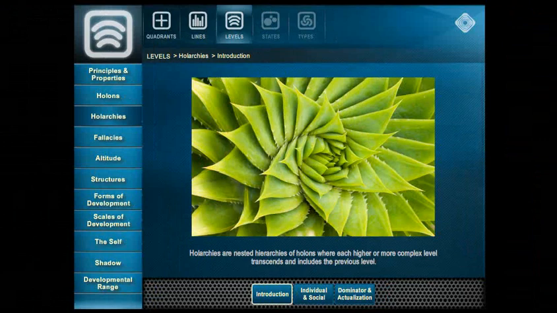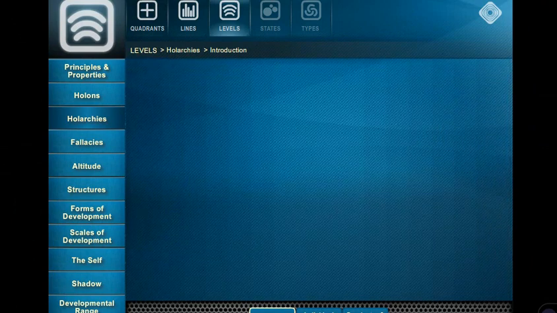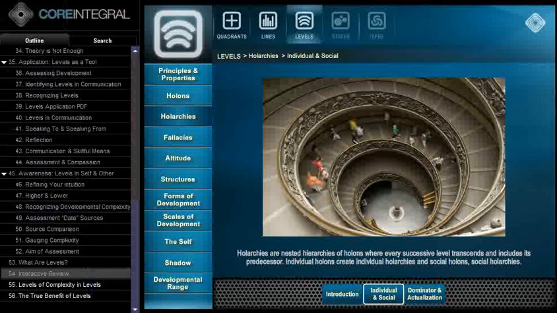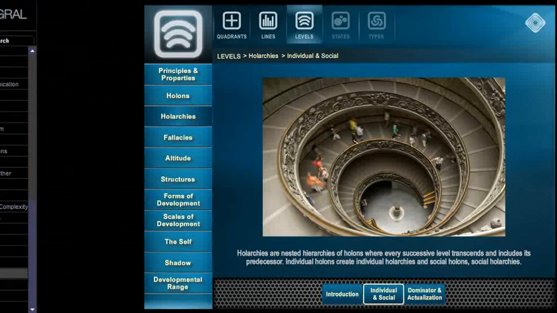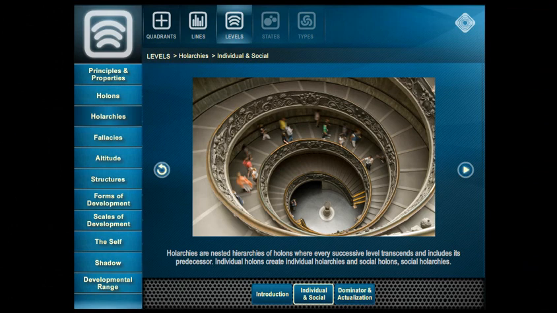Holarchies are nested hierarchies of holons, where each higher or more complex level transcends and includes the previous level. Individual holons create individual holarchies, and social holons, social holarchies. The 2 are not combined or stacked on each other. Rather, they coexist in the upper and lower quadrants.